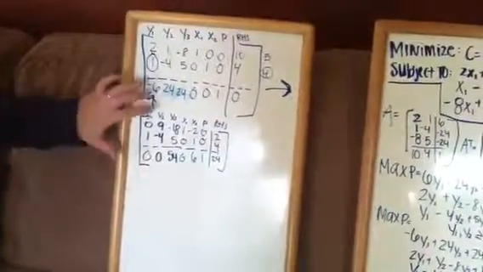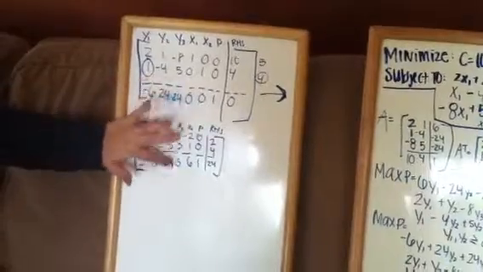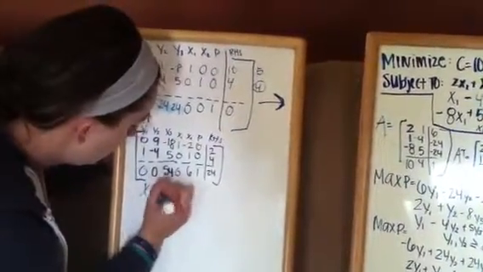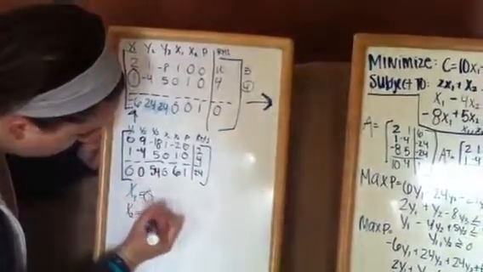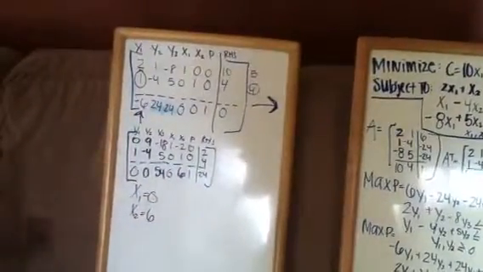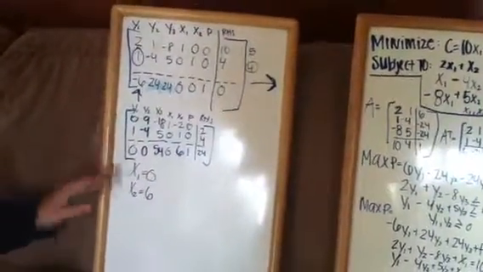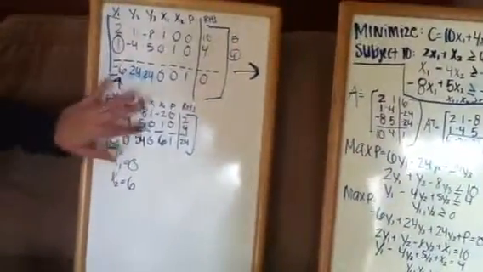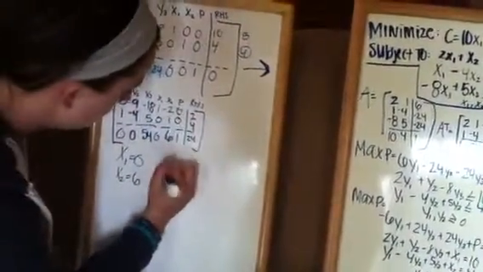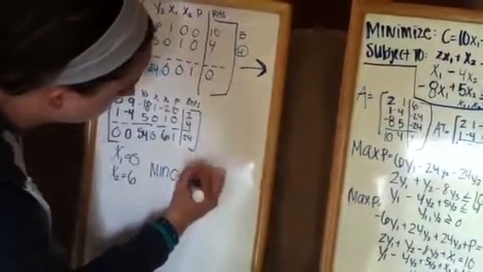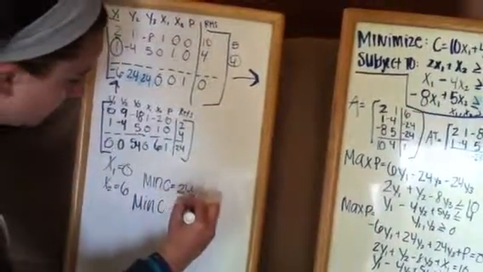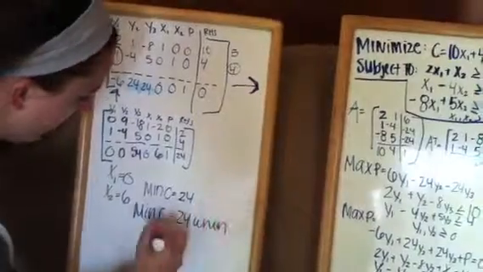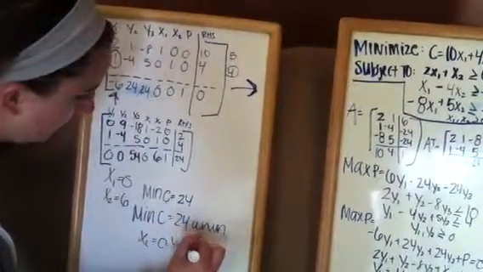So here, we read these a little differently. Our x1 equals 0. Our x2 equals 6. And there are no more negatives in the objective function row, so that's why we can figure out our answer here. So x1 equals 0, x2 equals 6, and our min c equals 24. So that means min c equals 24 when x1 equals 0 and x2 equals 6. And that is the final answer.